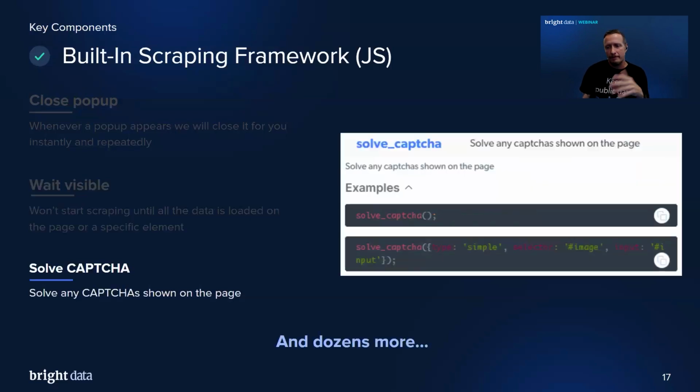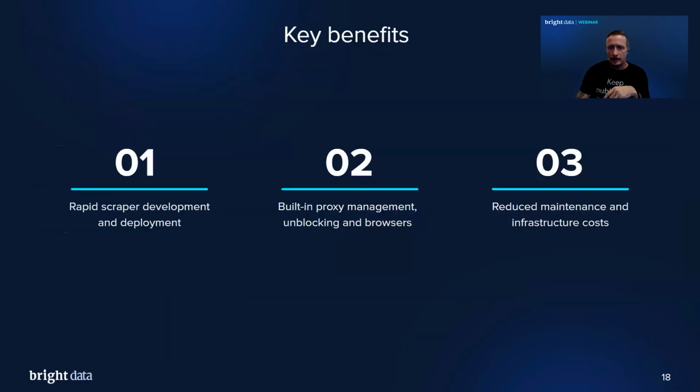And one of my favorite ones is solve captcha. Out of the box, we're solving about 25 to 30 different captchas just by typing solve captcha. So if you navigate to a page and you hit a captcha, all you have to do is add the command solve captcha. And so basically the key benefits are rapid scraping development.